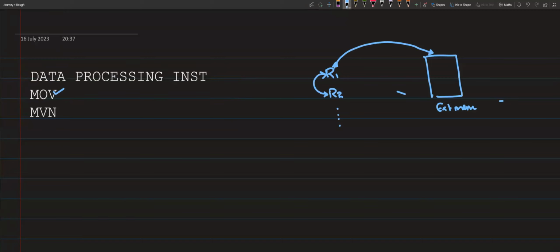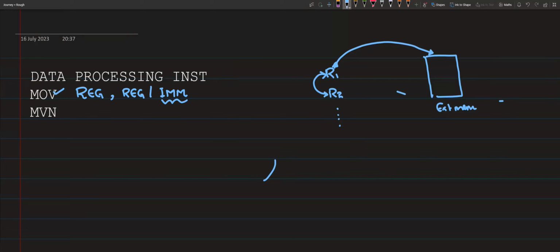In the move instruction, the destination will always be a register itself. But the source can be either a register or an immediate address. This immediate address can be an external address or some internal address, so it can be accessed directly from the address itself.